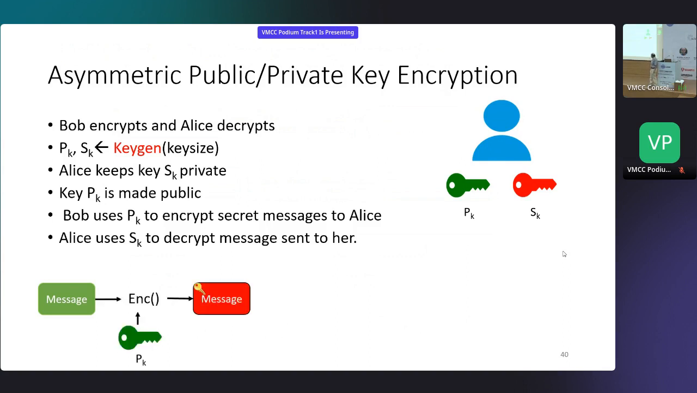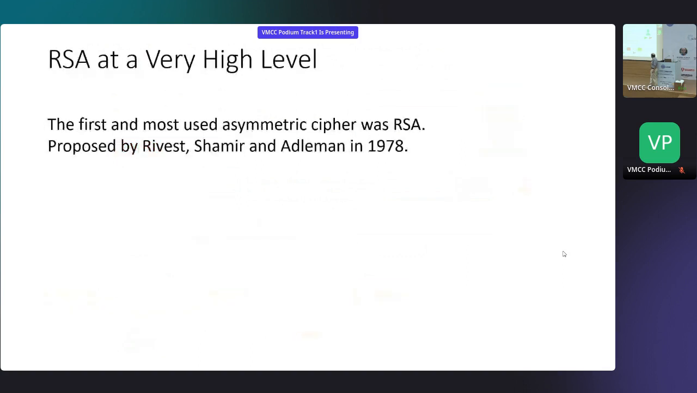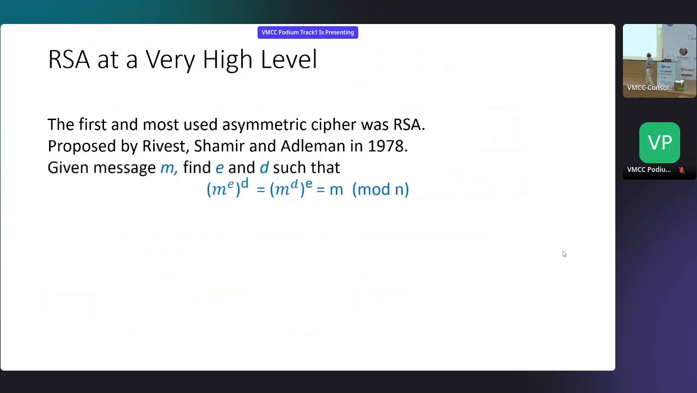So this works quite well, and this is asymmetric encryption. And this is very famous, it's RSA, due to Rivest, Shamir, and Adleman from '78. So this is a very old, established cryptographic technique, and I'm going to go through this quickly. Basically, you can do double exponentiation, modulo something, and you get the same thing.